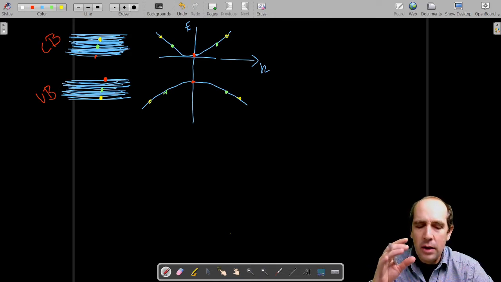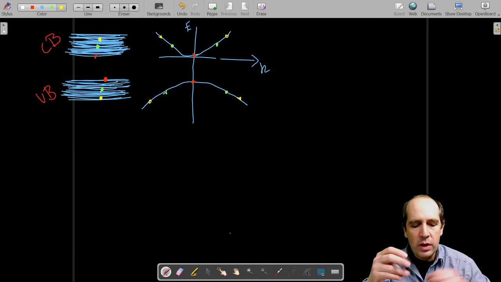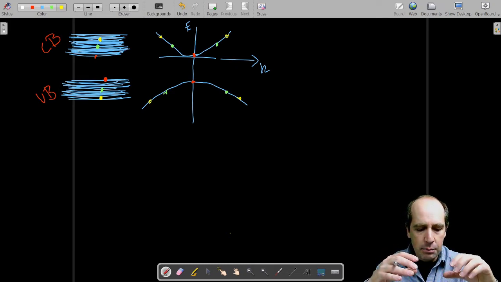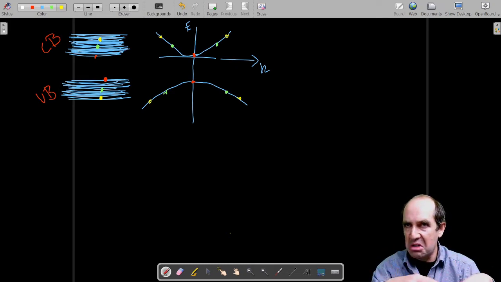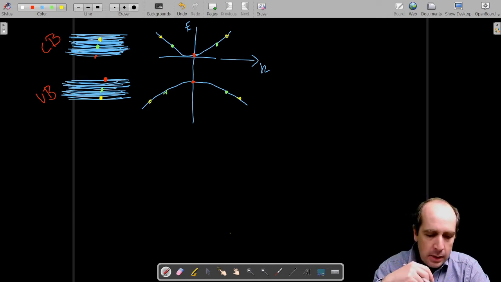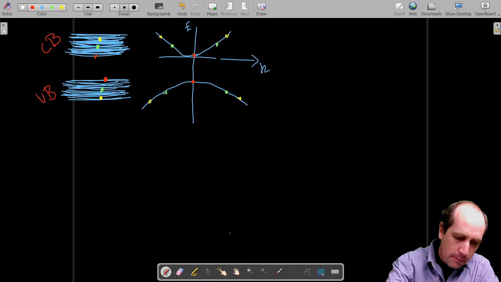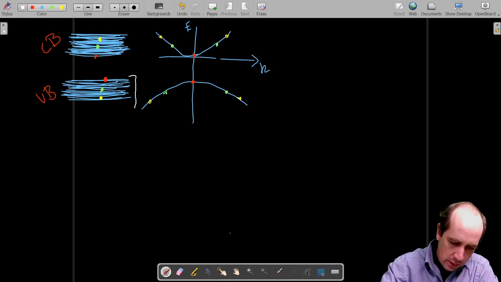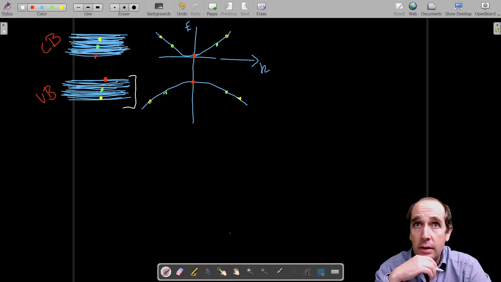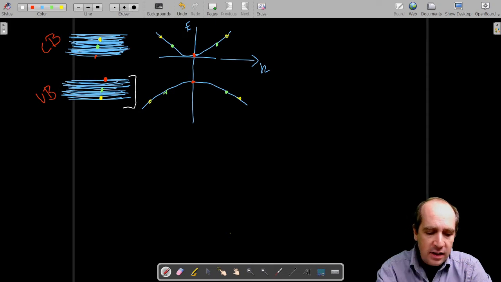And what is a hole? Let's assume that we have a perfect insulator, like in a scheme like the one I'm drawing here. This means that all these levels down here are populated, and the ones over here are not populated.